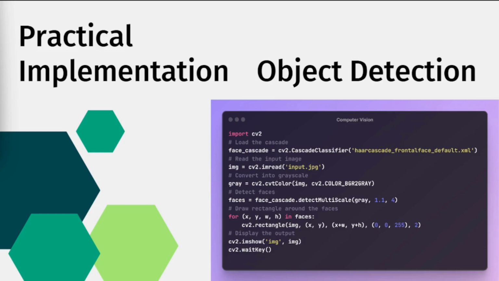Then we need to display the output with cv2.imshow and waitKey. Here we load the Haar cascade classifier, read the input image, convert it into grayscale, and then detect the faces in the image using the detectMultiScale method. We then draw a rectangle around each face using the rectangle method and display the output image using the imshow method.